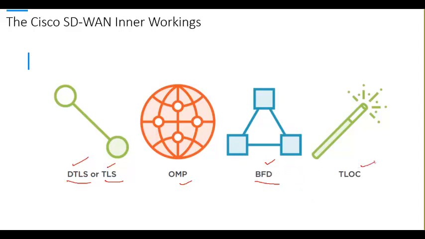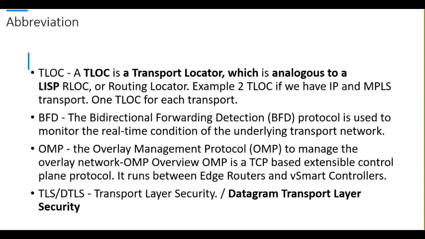And then TLOC. TLOC is going to provide you the tunnel between the edge devices as per the policy. Okay, here it is in detail. TLOC is the transport locator, which is analogous to LISP, the routing locator. For example, there are two TLOCs if we have one MPLS and one IP transport. If the edge device has two connections, then there are going to be two separate TLOCs, because you need separate tunnels to differentiate both the paths. So for each path there will be one TLOC, transport locator.